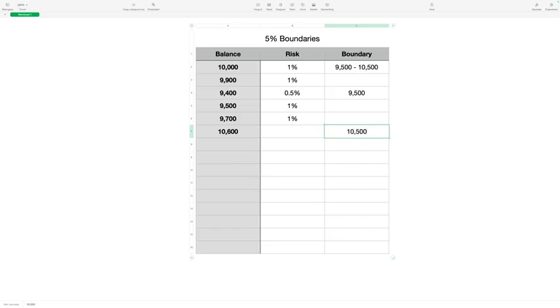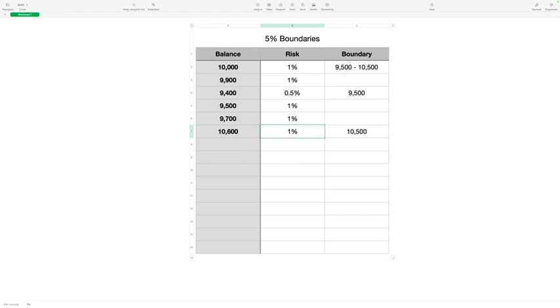So let's say we have reached the 10,500 boundary, we are over it. And now we want to move our boundary, what we had at 9,500, to 10,500. So what that means is when we now start losing right here, and we again can keep the same risk management, we can keep the same 1% right there.